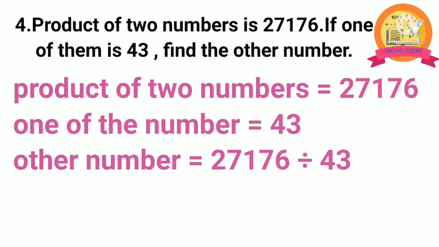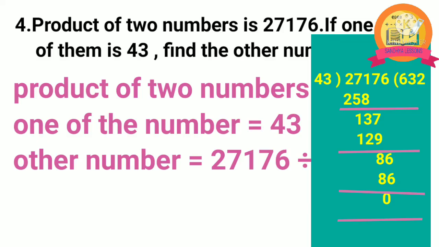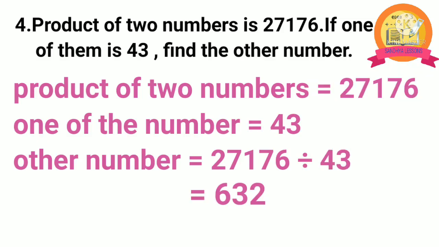Product of two numbers is equal to 27,176. One of the numbers is equal to 43. We can get the other number by dividing 27,176 by 43. After dividing, we get 632. Therefore, the other number is equal to 632.